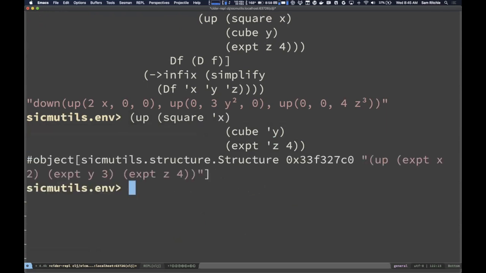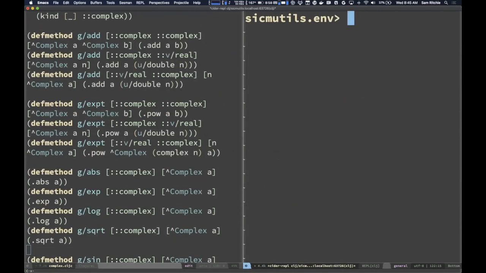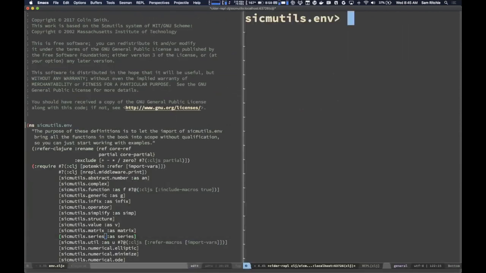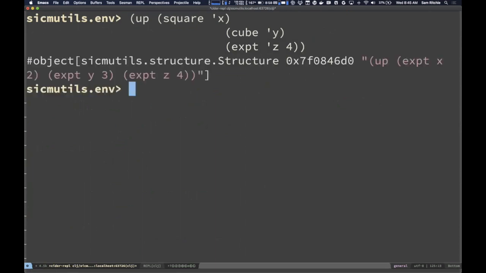Great. So we've got this, apologies. Let me get back to my REPL. Yeah, so we've got this thing. I guess you all can see this. I'm just blocking it with my camera. That's the symbolic representation of this thing.